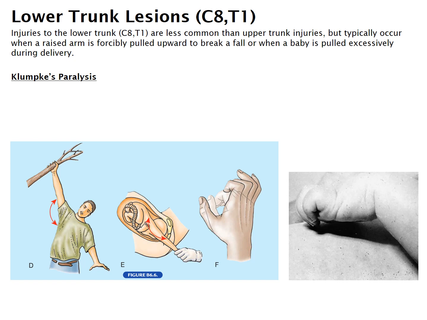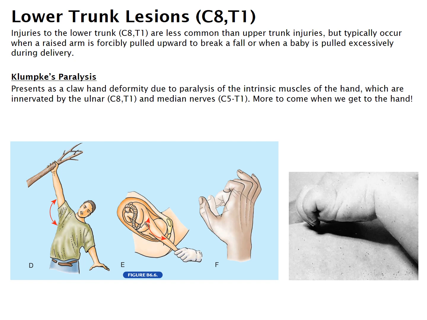For the time being, I want you to recognize that the ulnar nerve is the main nerve affected by a lower trunk lesion. You're not ready to learn about Klumpke's paralysis just yet, so I'll reserve that for a later video.